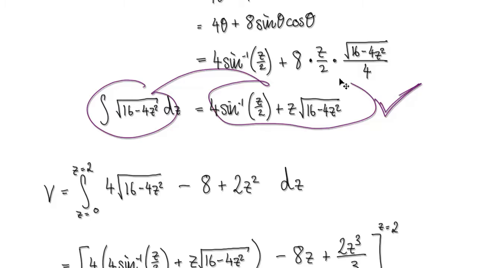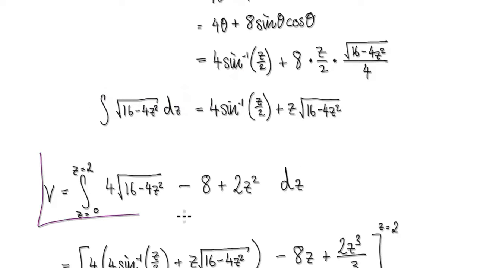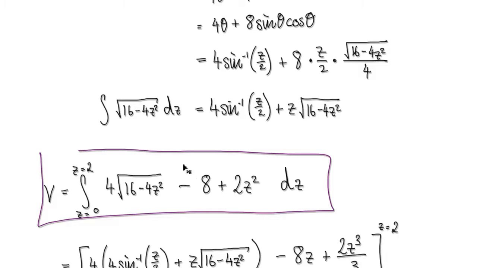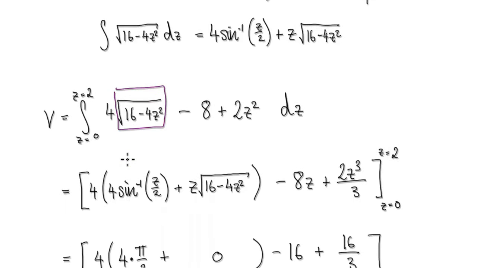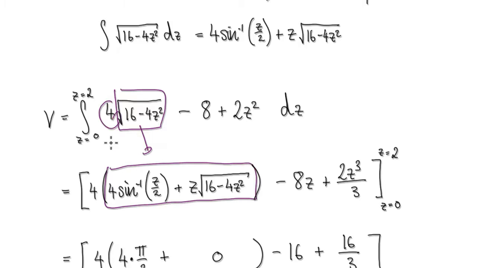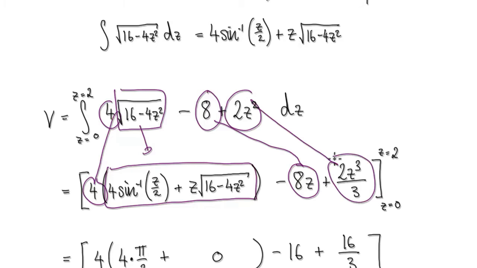So going back to earlier, we got to this stage here. We need to integrate this hard part here. Now that we know how to integrate this, we can just replace. When you integrate this, it will give you this whole thing here. And remember, this 4 here is on the outside. When you integrate 8, it will be 8z. When you integrate this, it will then give you this. And you're doing it from 0 to 2.